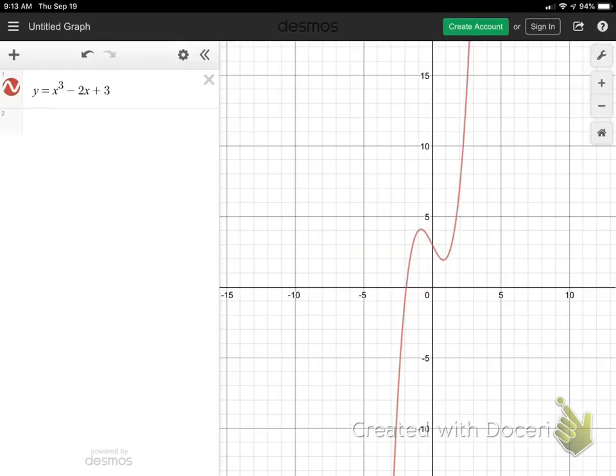Here, is this a one-to-one function? No, it's not. It's not a one-to-one function because we've got this action going on right here. Because right here, my horizontal line doesn't pass. So, this is not a one-to-one function.